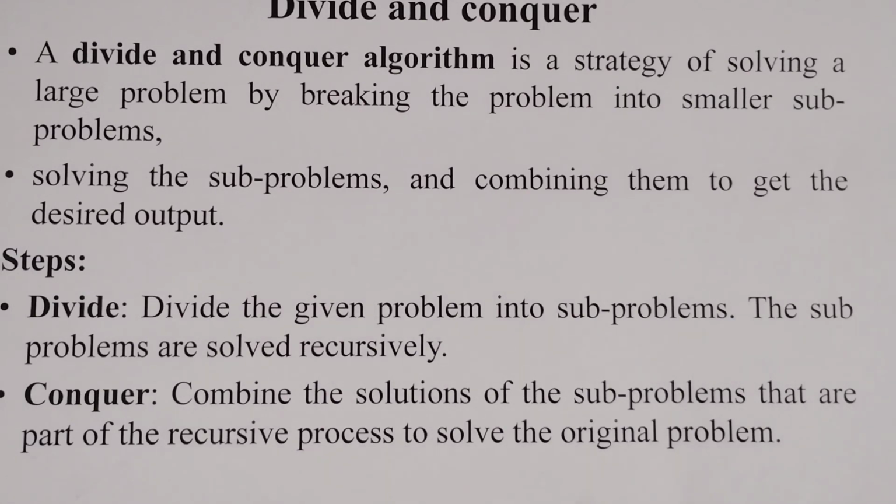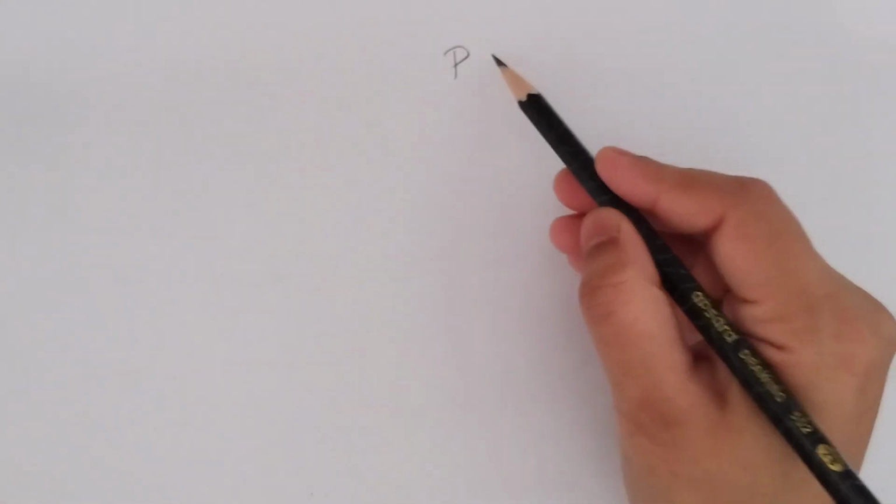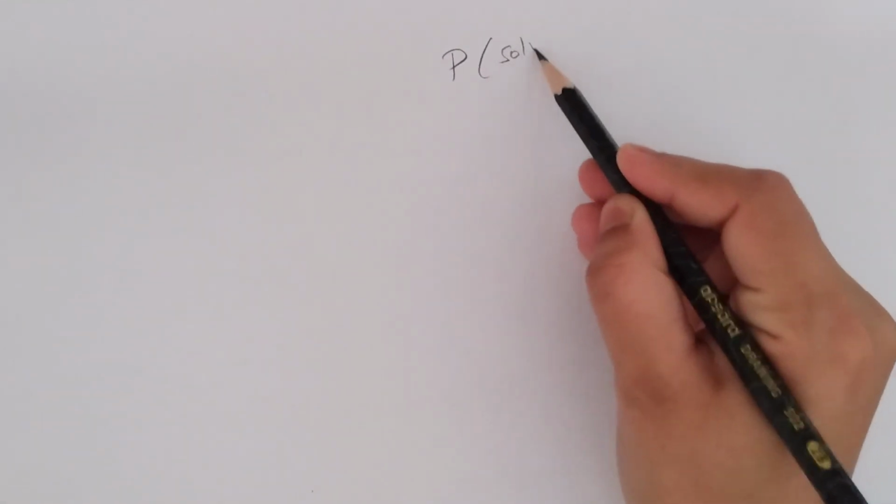In the divide step, you are going to divide the given problem into smaller sub problems, and then the sub problems will be solved recursively. After solving all those sub problems, the results will be combined, and the desired output for the original problem is retrieved from that conquer step. So for example, if we are given a problem called P, I need to solve this problem somehow. Here I'm going to use the divide and conquer strategy.